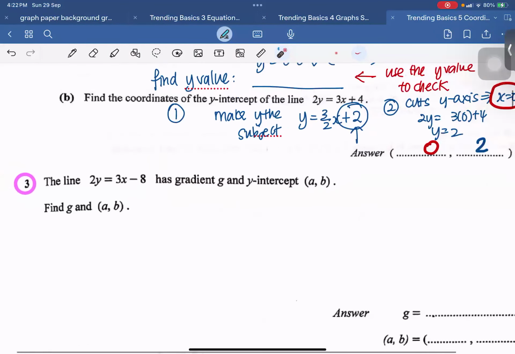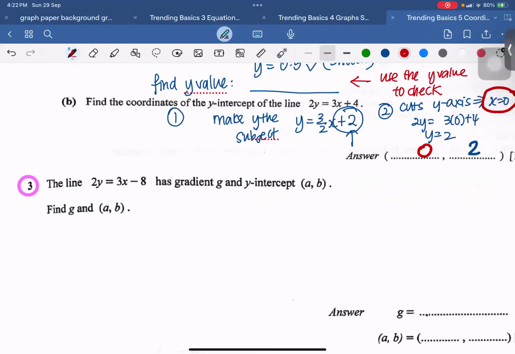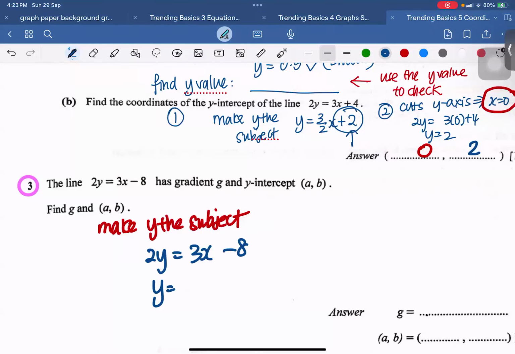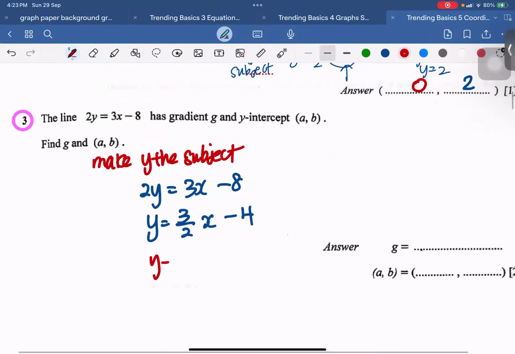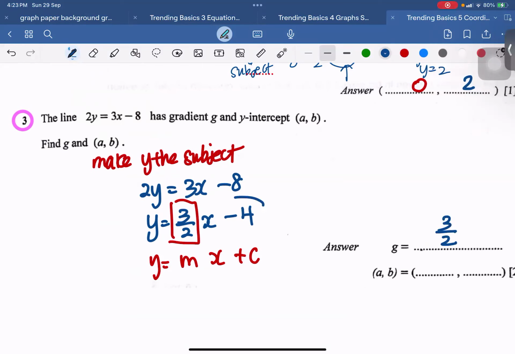So again, I'm going to make y my subject. I get 2y = 3x - 8. Divided by 2 individually: 3 over 2 x, and minus 8 divided by 2 is the number 4. Where is my gradient? y = mx + c. The gradient is the number 3 over 2. What is my y-intercept? The y-intercept is negative 4.